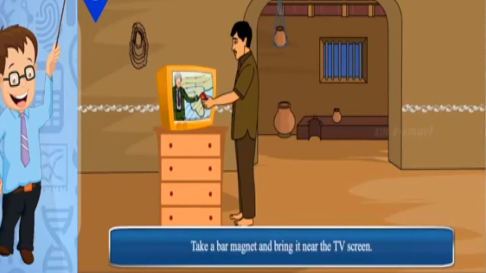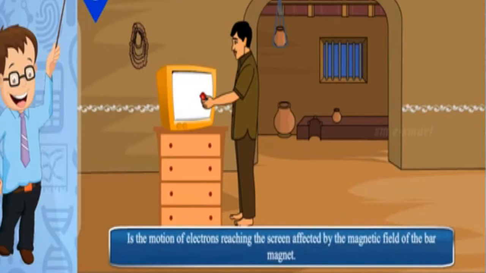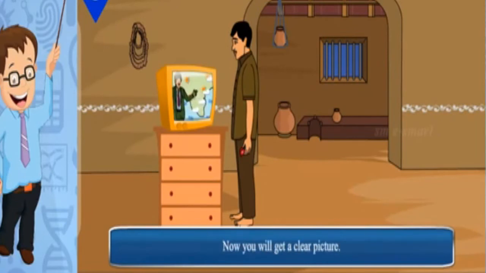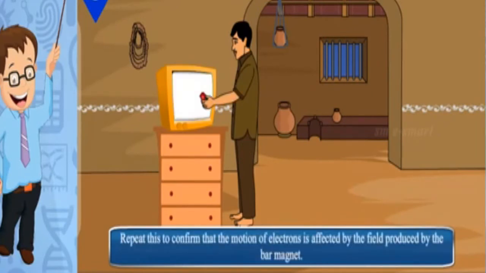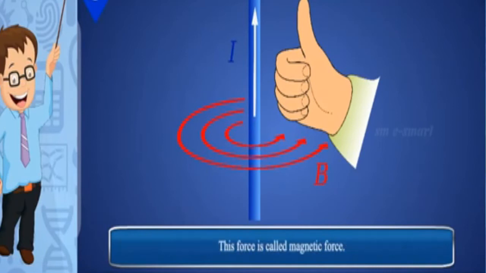Take a bar magnet and bring it near the TV screen. What do you observe? You can observe that the picture on the screen is destroyed. Why does the picture get destroyed? Is the motion of electrons reaching the screen affected by the magnetic field of the bar magnet? Move the bar magnet away from the screen. Now you will get a clear picture. Repeat this to confirm that the motion of electrons is affected by the field produced by the bar magnet. This must be due to the fact that the magnetic field exerts a force on the moving charges. This force is called magnetic force.